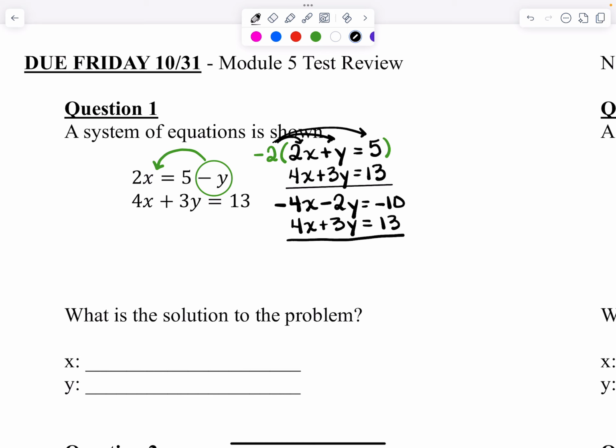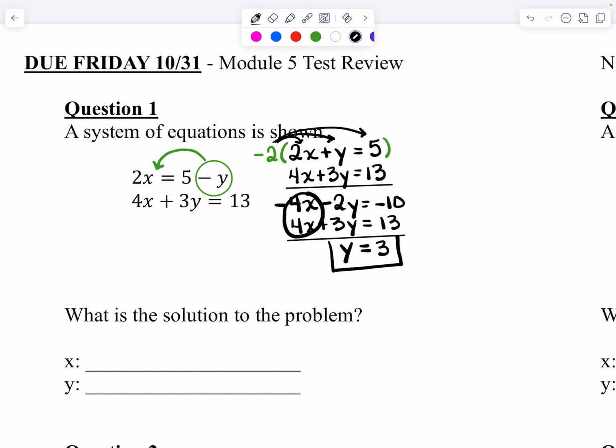Now we're going to combine these. So then -4x and +4x, that gets eliminated. -2y plus 3y gives me 1y. And -10 plus 13 gives me 3. So I have y equals 3. Once I have that, I can use that information to find the x value.